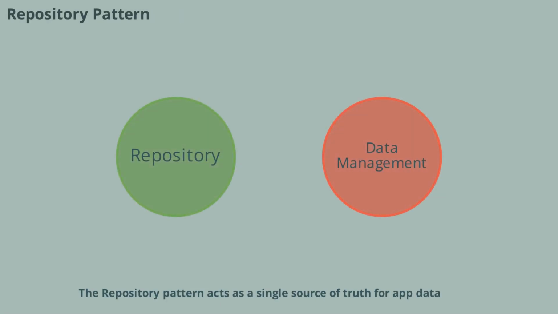The repository pattern acts as a single source of truth for app data. It abstracts data sources, deciding whether to fetch from local storage or remote servers. This pattern simplifies data management, improves testability, and ensures consistency across the app. By centralizing data logic, developers can easily scale and maintain their apps.